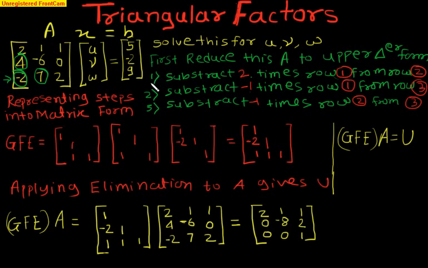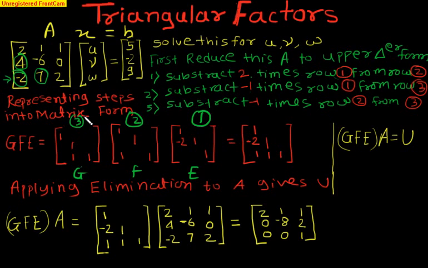Now I have recorded those steps. Instead of directly subtracting rows, I have recorded these steps in matrix form. See, G, F, E, these are the matrices. This one is G, this one is F, this one is E. I have written one matrix for each step. This one is step 1, this one is step 2, and this one is step 3.